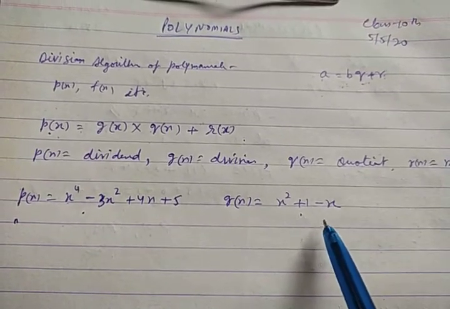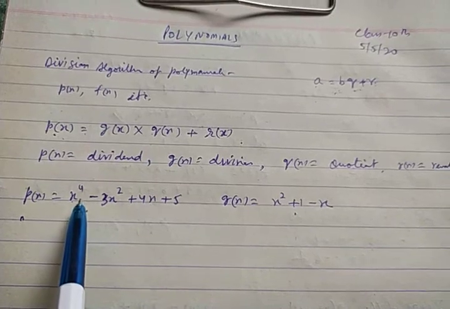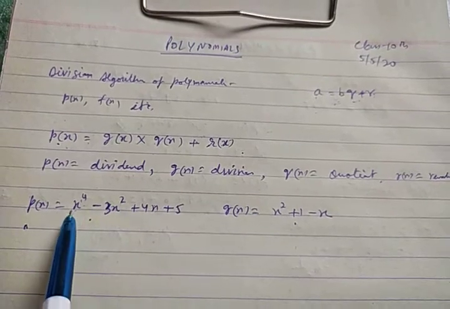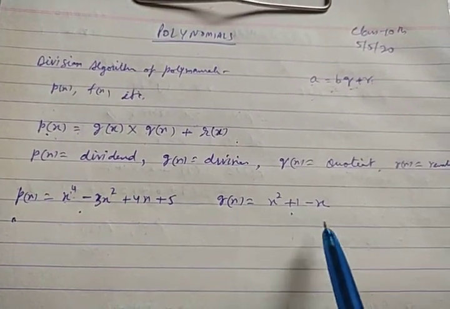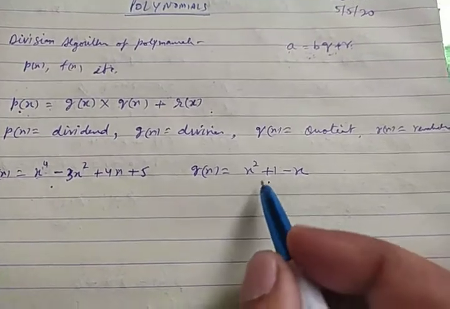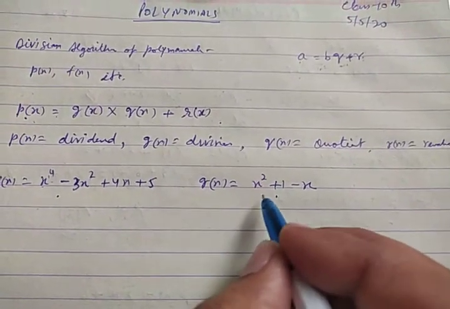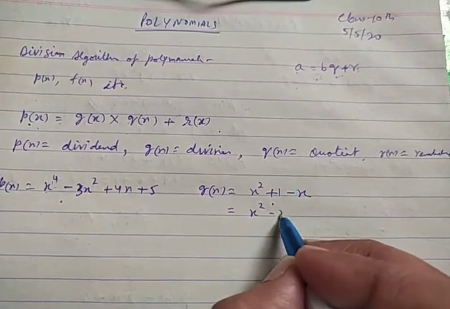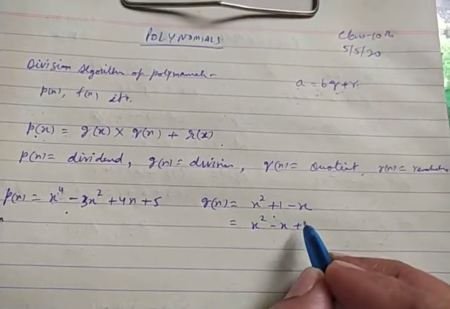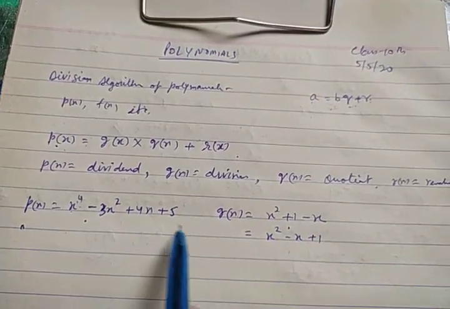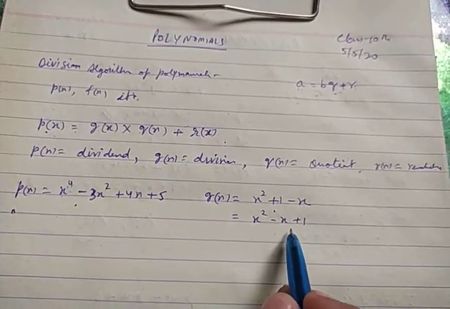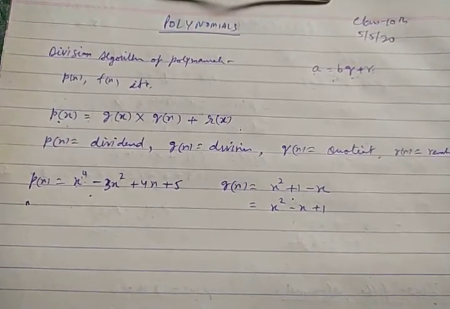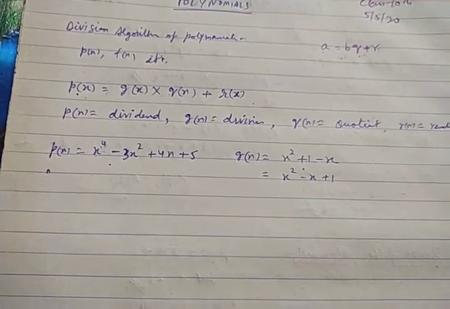One thing to observe here: in this expression, powers are written in descending order. First it is 4, then 2, then 1. It is descending order, but in this one it is not. Then you rewrite this in proper format. Proper format means first x^2, then -x, then +1. It means you have to consider both polynomials in descending order of their powers. Then you will divide. Now division is a simple process.